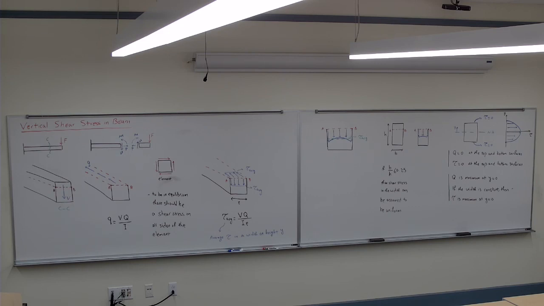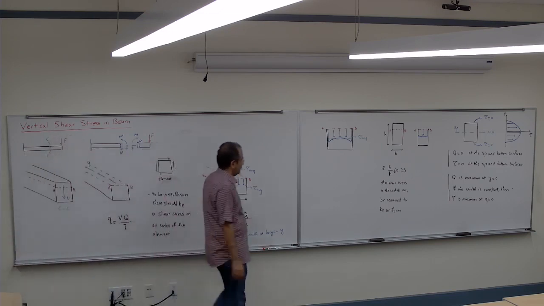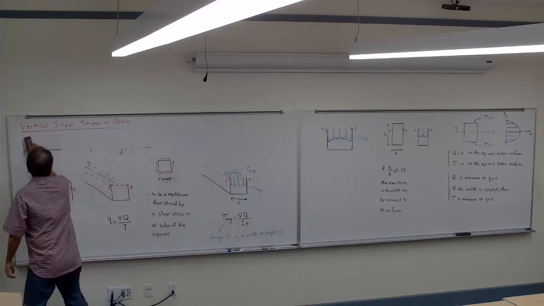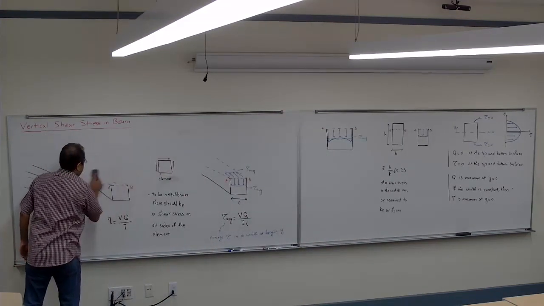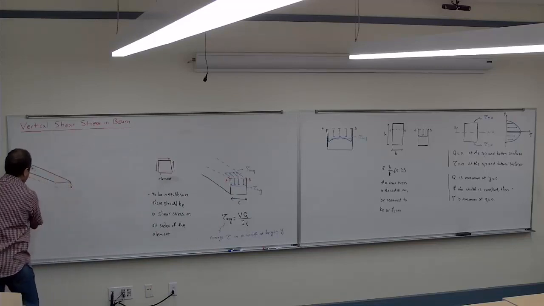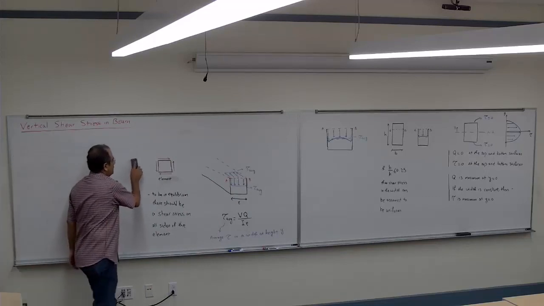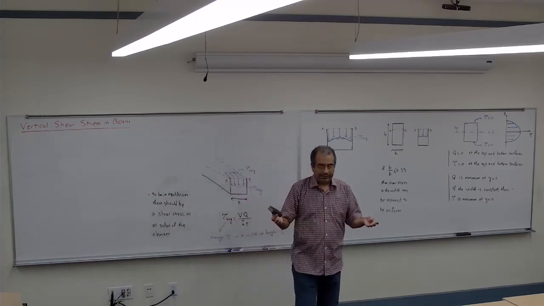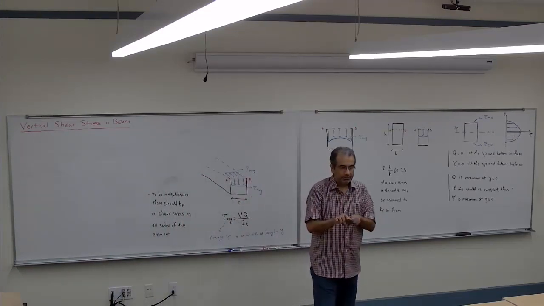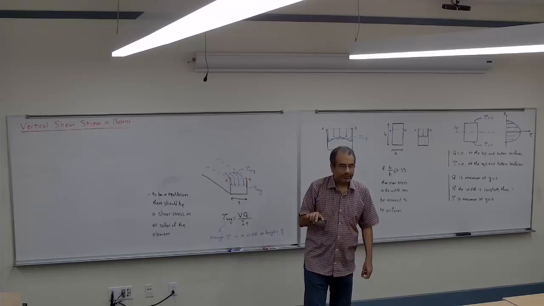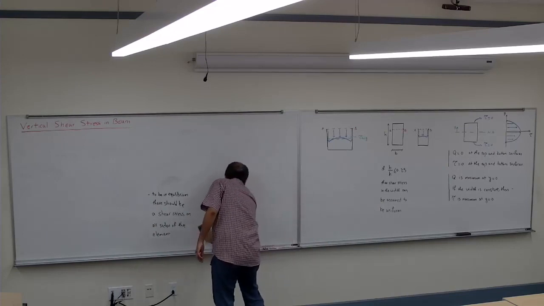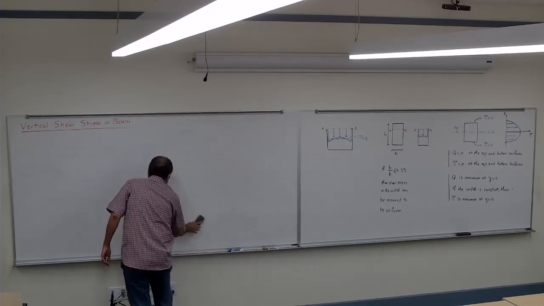There are two specific cases that we want to discuss: the vertical shear stress in a rectangular beam and the vertical shear stress in an I-beam, because usually these are the most common shapes of the beam we are going to have. It's either the cross section rectangle or the I shape. So we're going to look at how the shear stress is going to change in those two shapes.